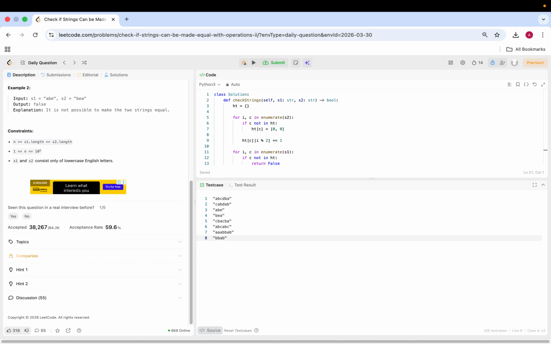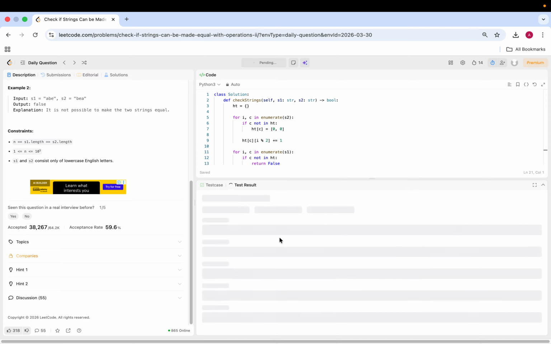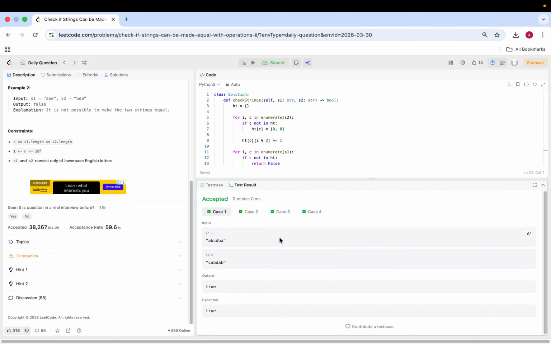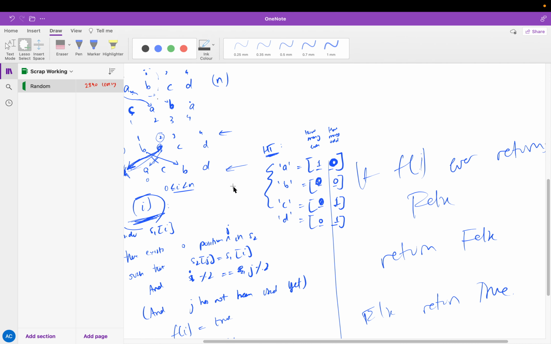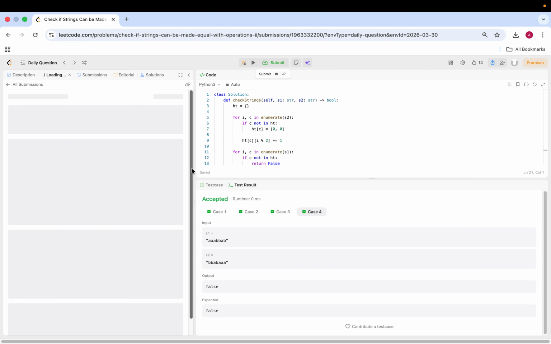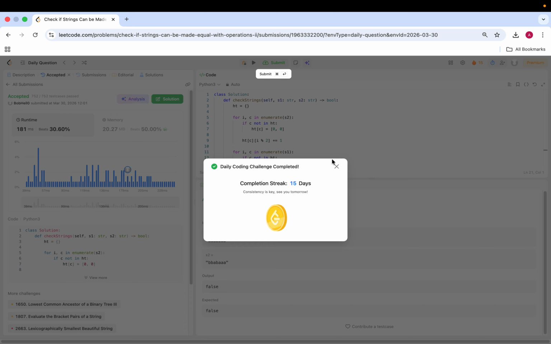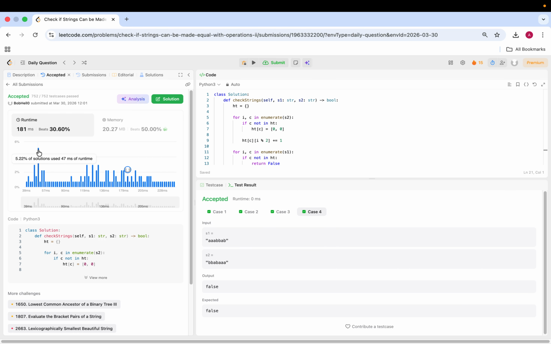Wait, how many? There's 4 A's and there's 3 B's. I think I back it. I can't think of where else there'd be an edge case. Okay, it's quite slow, to be fair. It's not particularly quick. Okay, so the general idea is correct.